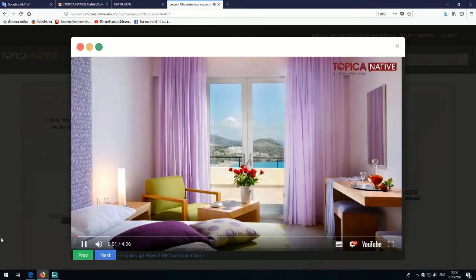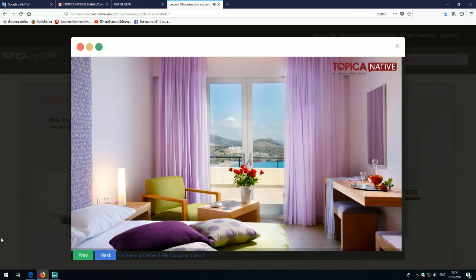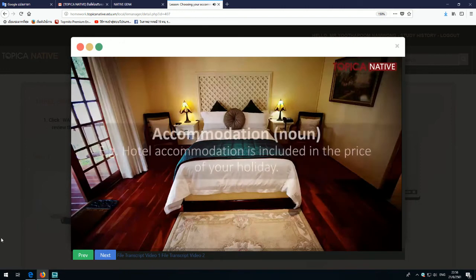Now, in this part, we will learn some common words that are often used when talking about choosing accommodation. Accommodation. Somewhere to live or stay, often also providing food or other services. For example, hotel accommodation is included in the price of your holiday.